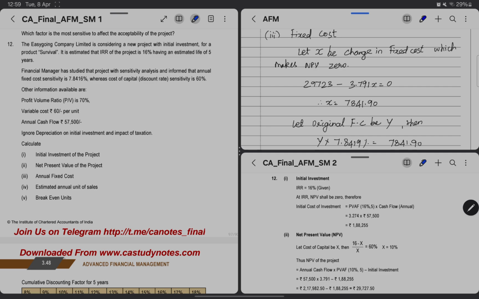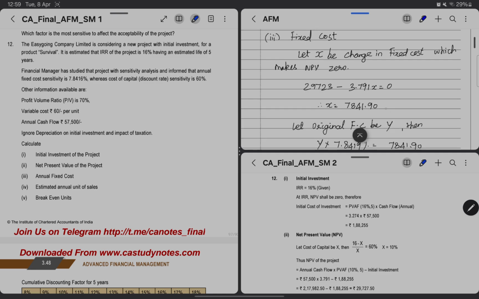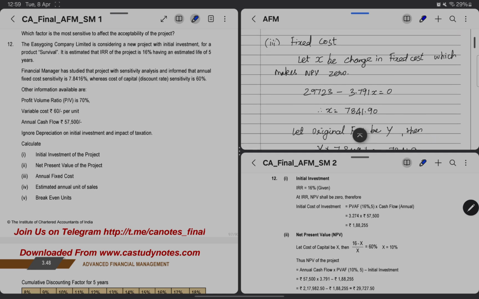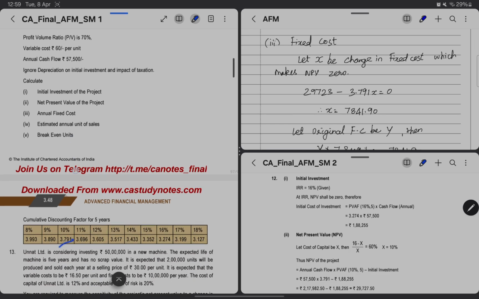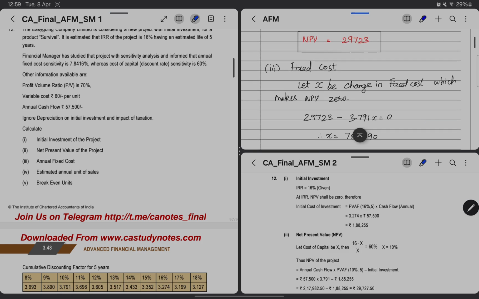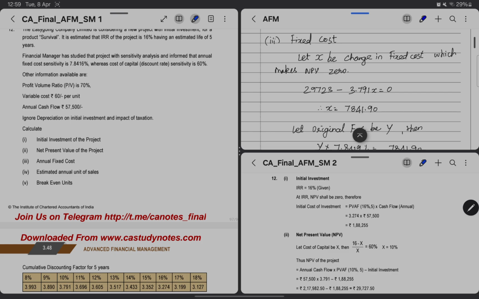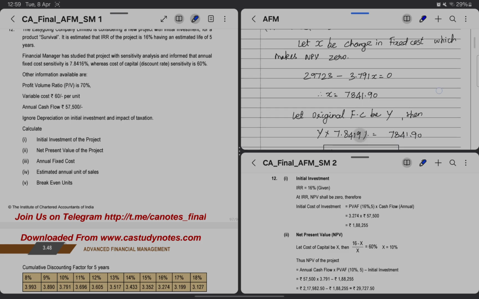If we keep fixed cost, then annual cash flows, we have to keep it as X. We are arriving at a value of 784190. If we take 10 percentage cost of capital and NPV of 29723, which we found out previously, we will get the cash flow as 7841, which is the change. So this much change will bring my NPV to 0. So that change we are keeping as fixed cost change also.